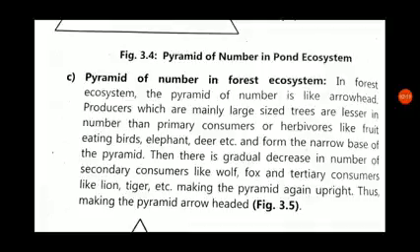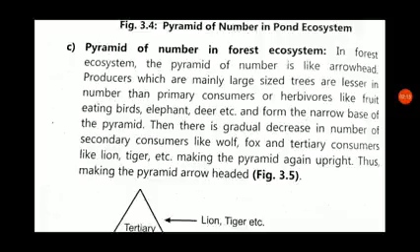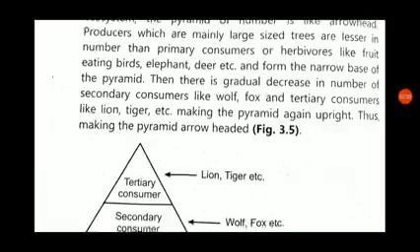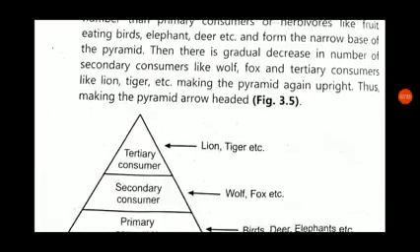Then there is a gradual decrease in the number of secondary consumers. As you see, the secondary consumers, which feed on the primary consumers, such as the wolf and fox, are fewer in number. These numbers are less than the primary consumers.